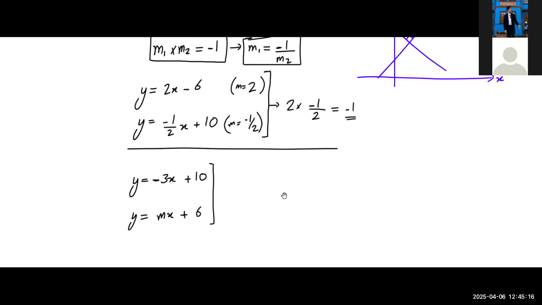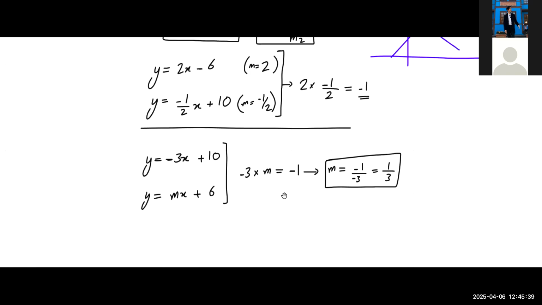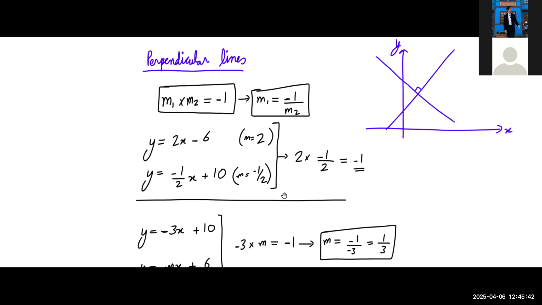You will say that if they're perpendicular, the product of their slopes must be -1, which means that the slope must be -1 over -3, which is 1 over 3. So you found the slope again. Of course, a lot of people skip this step where they just do the negative reciprocal, -1 over -3, and get the answer directly. But remember that the main rule comes from this equation, okay?